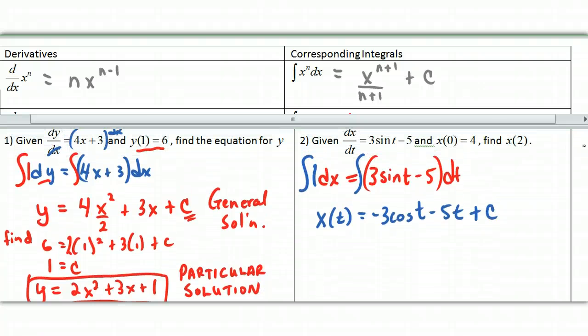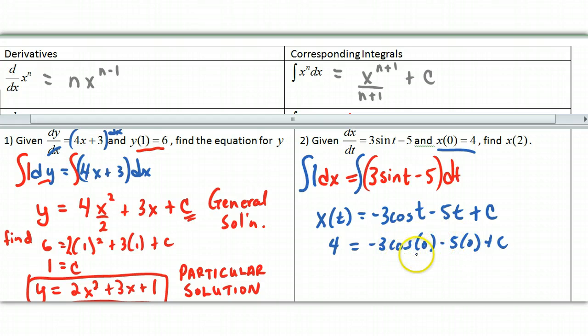So now I can find my particular solution because they give me an initial value. So I can say that x of 0 is equal to 4, so 4 is equal to negative 3 cosine of 0 minus 5 times 0 plus c. A lot of times when you plug in 0 you get 0 for all these values, but in this case you don't, because the cosine of 0 is 1. So be very careful. So this would be negative 3, that one goes away, plus c, so c is equal to 7. So first of all, this is my general solution.